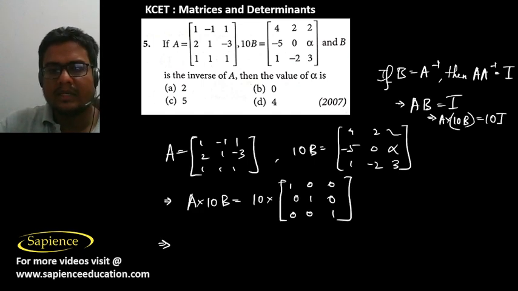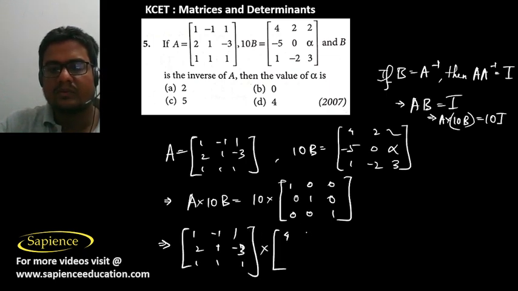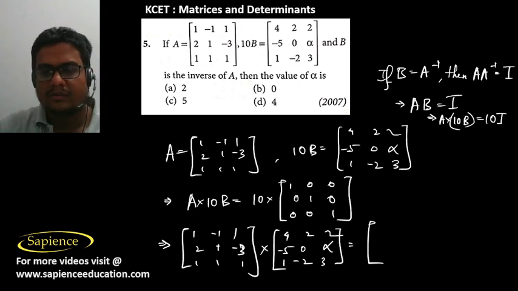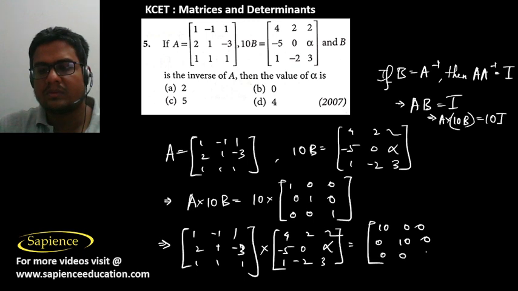So A into 10B is [1, -1, 1; 2, 1, -3; 1, 1, 1] into 10B, and 10B is [4, 2, 2; -5, 0, alpha; 1, -2, 3]. So that will be equal to this matrix, [10, 0, 0; 0, 10, 0; 0, 0, 10].